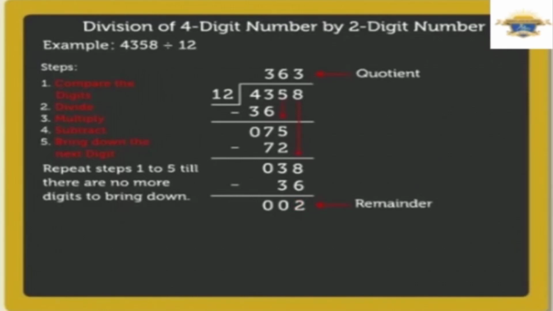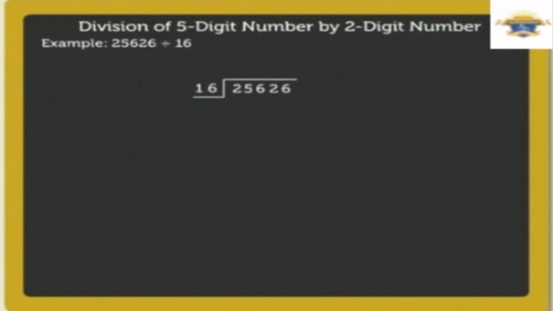Now, let us solve division of 5-digit numbers by 2-digit numbers. Divide 25,626 by 16. Step number 1. We compare the leftmost digit, that is the 10,000ths in the dividend, with the divisor 16. It is smaller than 16. So now compare the thousandths in the dividend with the divisor. Yes, 25 is greater than 16.